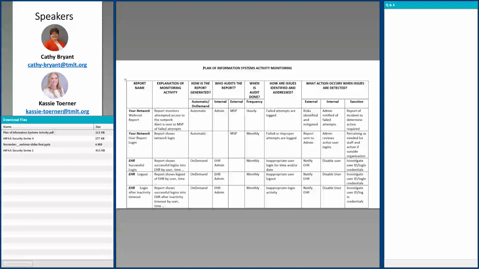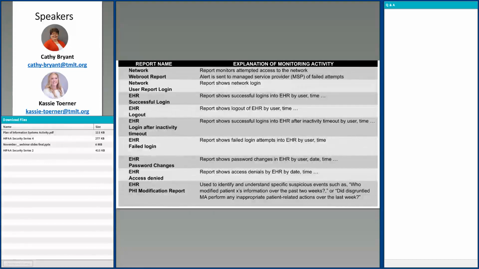This is an example of a chart that a practice came up with to actually have a diagram of what they were going to be reviewing and who was going to do it. Let's take a closer look at exactly what they're looking at.